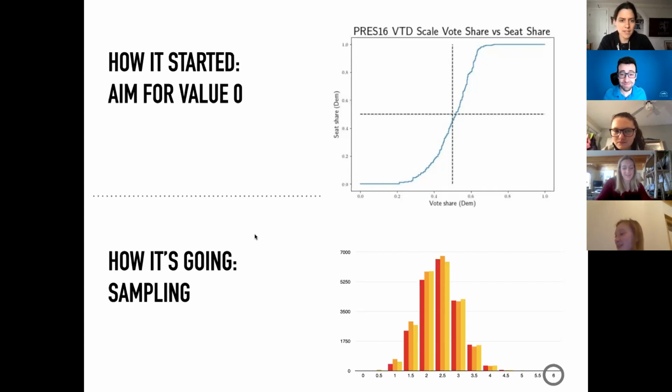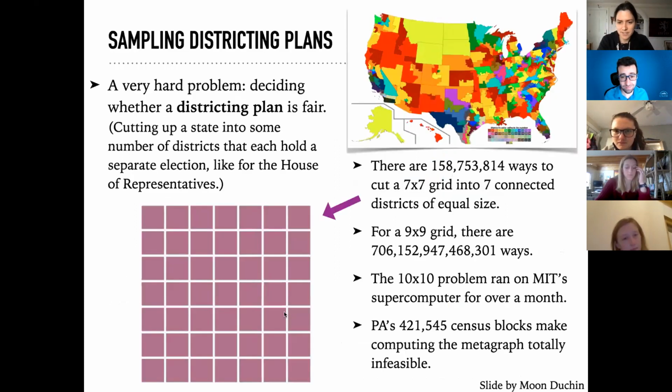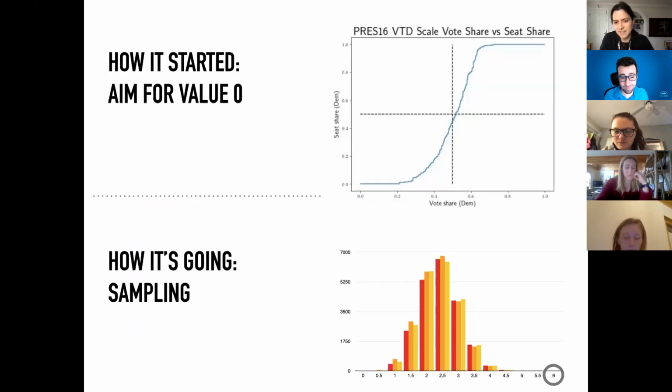So the new way of doing it, and also, people had a really hard time justifying why mean, median, or efficiency gap was the holy grail of best ways to measure. So the new paradigm is sampling, checking whether things are outliers. So let me tell you what's going on. Sampling.